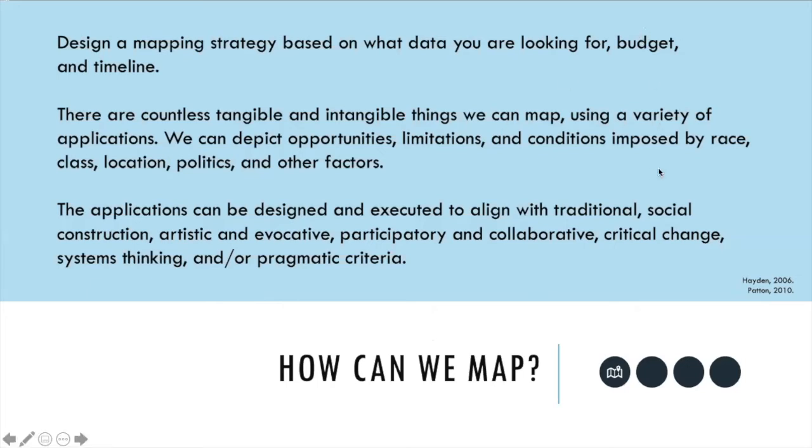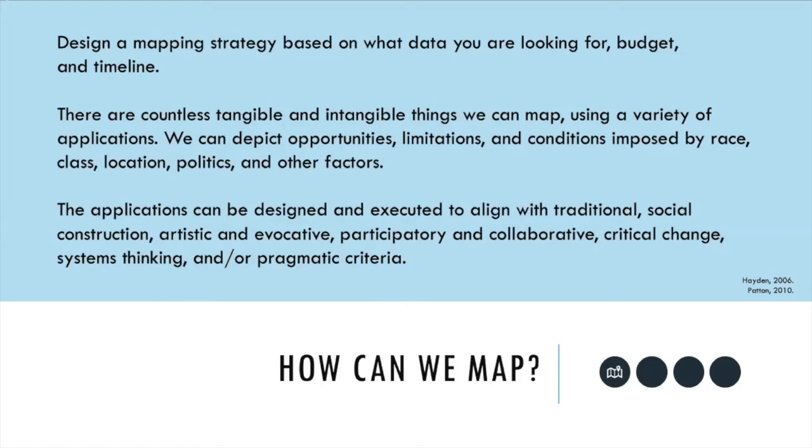Okay, thank you, Paula. One good thing about this method is that you can design a mapping strategy to meet the needs of your own personal research. Community participatory mapping techniques can be adapted to the type of data you're looking for and can suit large or limited budgets and timelines. As we've learned from Joel, there are countless tangible and intangible things that we can map, and Hayden explains that we can visualize opportunities or limitations that are imposed by race, class, location, politics, and other factors.